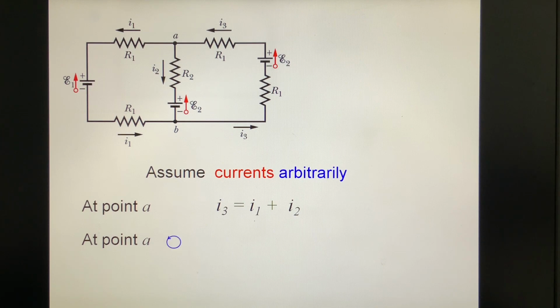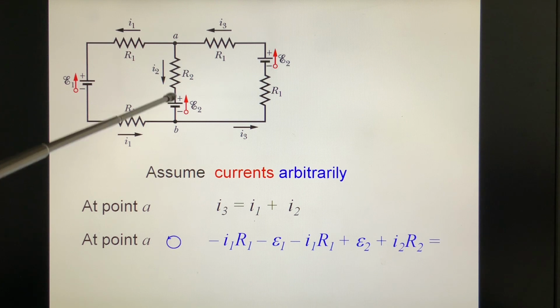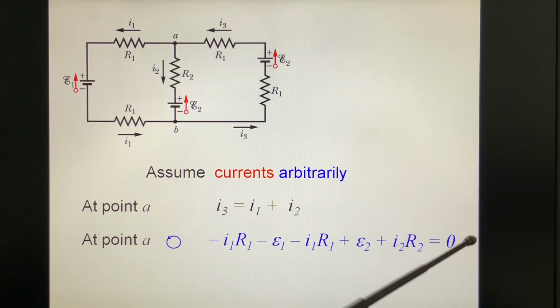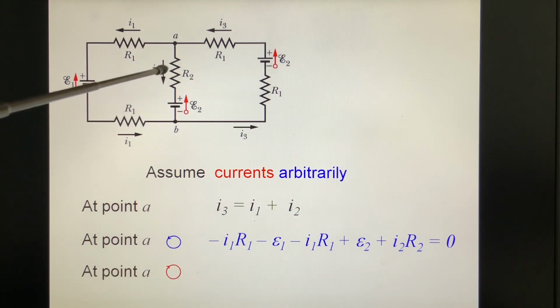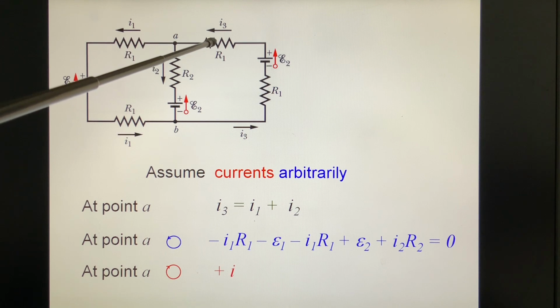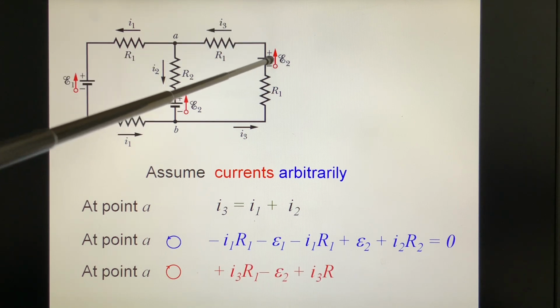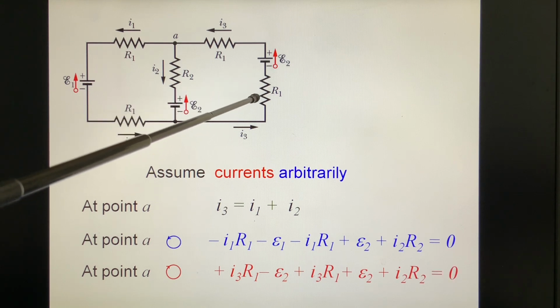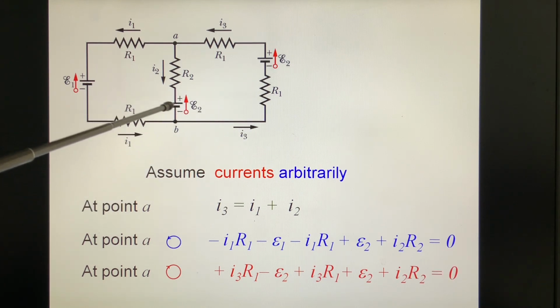Then you create the loop. Okay. For the loop, we go clockwise in this direction. So A minus I1 R1 minus epsilon 1 minus I1 R1, go ahead, plus epsilon 2 plus I2 R2 equals 0. And then we go in this direction, clockwise, which is plus I3 R1 minus epsilon 2 plus I3 R1, plus epsilon 2 plus I2 R2 equal to 0.